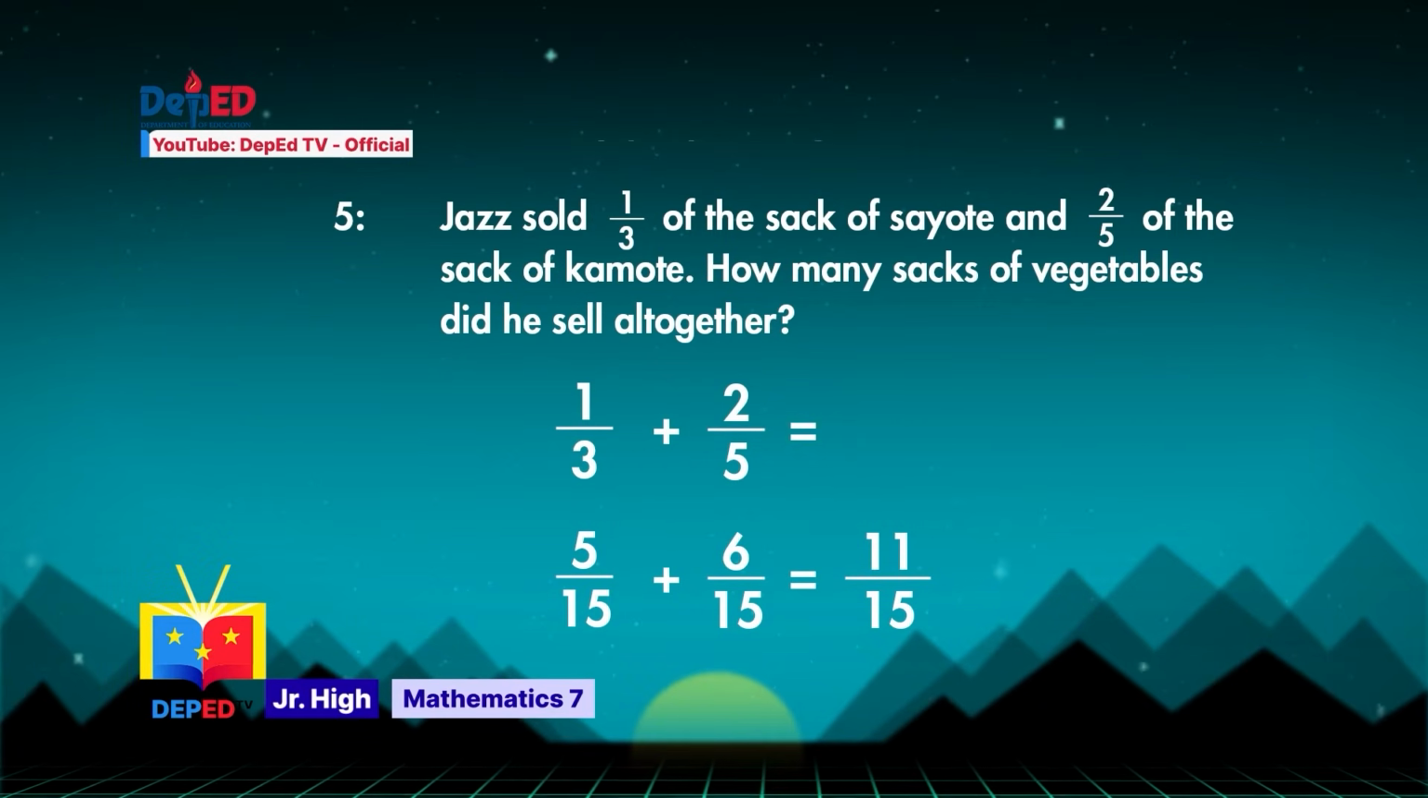Fifth question. To determine the total number of sacks sold by Jazz, we need to add 1/3 and 2 over 5. The LCD is 15. 15 divided by 3 is 5, times 1 is 5. 15 divided by 5 is 3, times 2 is 6. 5 plus 6 is 11. The correct answer is 11/15 of a sack.